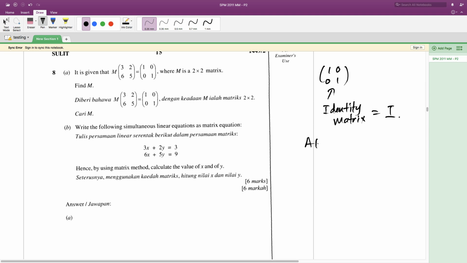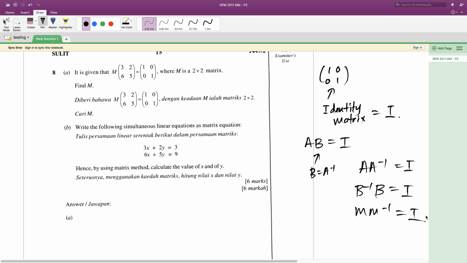So if A multiply B equals I, we know one of them must be equal to the inverse of the other. In this case, maybe B equals A inverse, because in order to get I, A must multiply with A inverse. Then you can get I. B inverse must multiply with B, then you can get I. So M multiply with M inverse if you want to get I. Whenever you see 1, 0, 0, 1 in this case, you know M basically is the inverse of 3, 2, 6, 5.